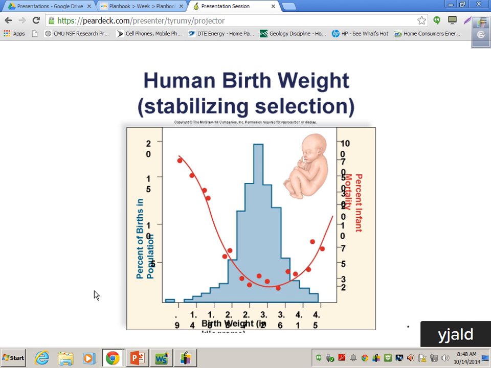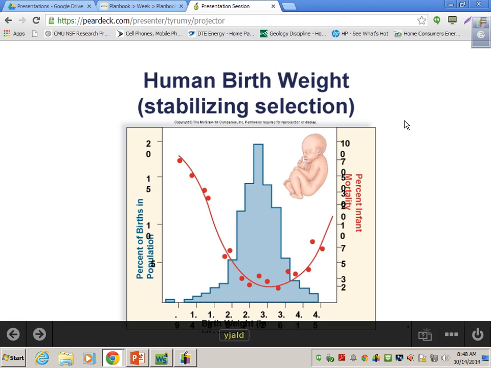Well, here's the human birth weight stabilizing selection. This is your illustrative example from your textbook, where you start to see as things become more and more stable, you get more and more of an average birth weight. Okay, and sometimes it shifts. The skull would be one thing that shifts, but in this case, you're seeing a slight shift.